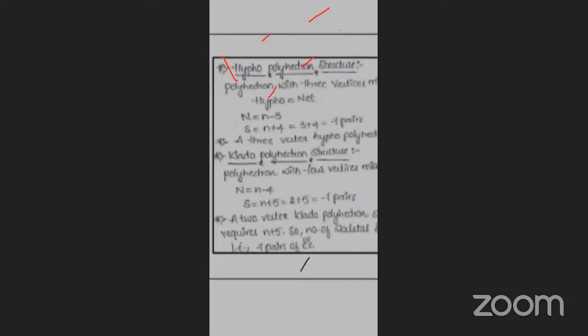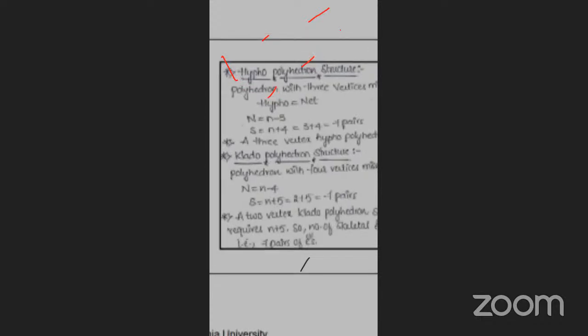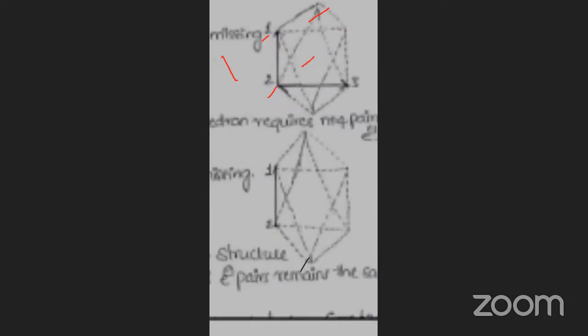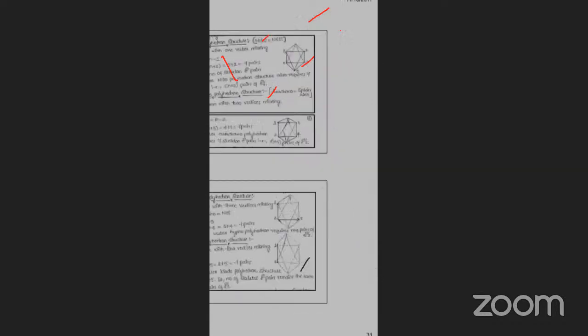Next, caldo polyhedron structure. Okay, n minus 4. That is the caldo. Capital N is equal to n minus 4. 4 vertex are missing. Only 1 2 are there here. This is 1, this is 2. Okay, 4 vertex are missing. That is what? Caldo type of structure.